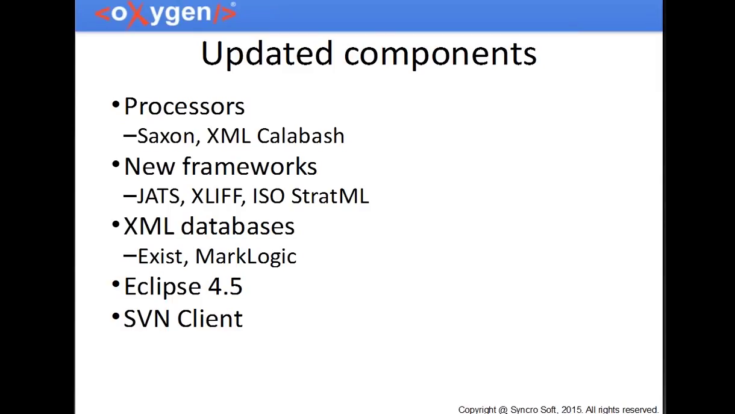We're supporting Eclipse 4.5, and we've released some new features for the SVN client, which is both a separate product and also comes embedded in oXygen. So if you're using SVN as your versioning system, it might help you to know that.